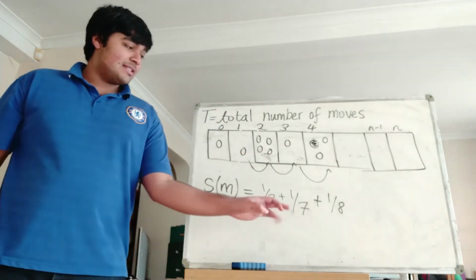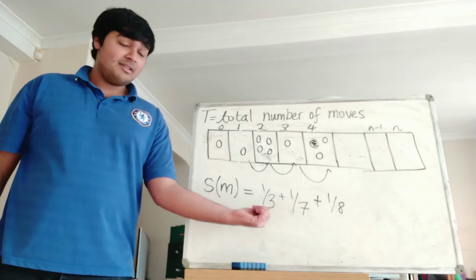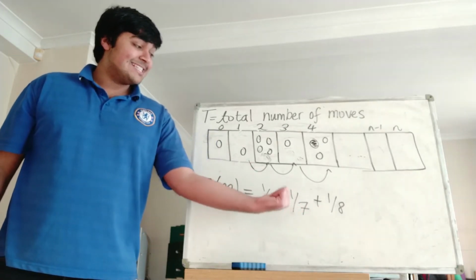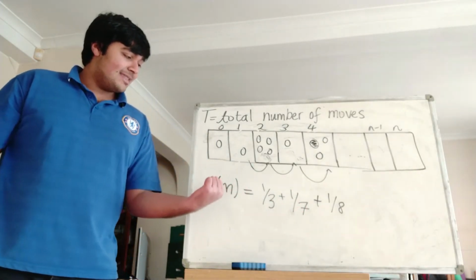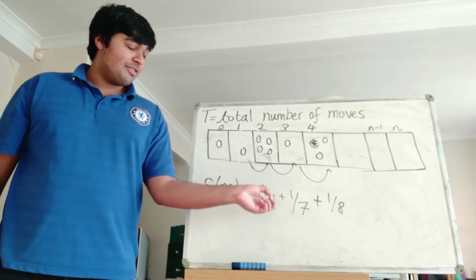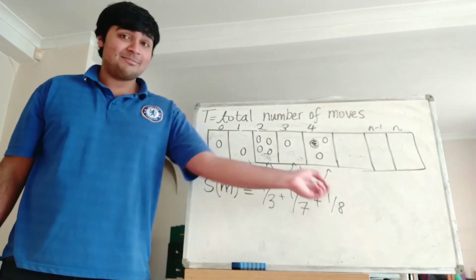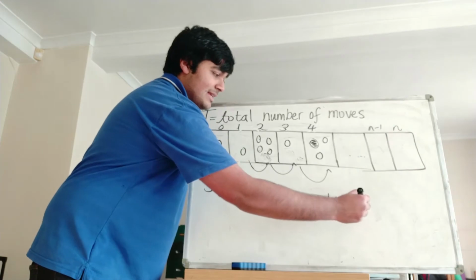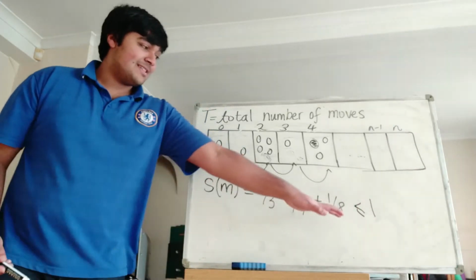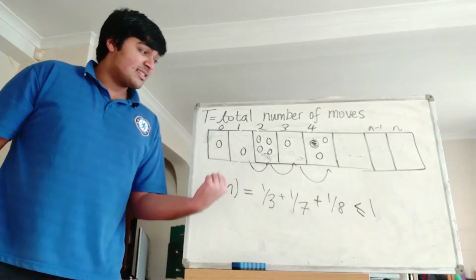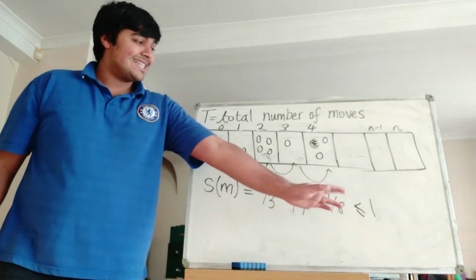Okay, and one thing to notice is that a 7th is less than a third, and an 8th is less than a 7th. So in particular, this thing here is going to be less than or equal to a third plus a third plus a third, which of course is 1. And in fact, this thing holds for every single move. So the score of any move is less than or equal to 1.